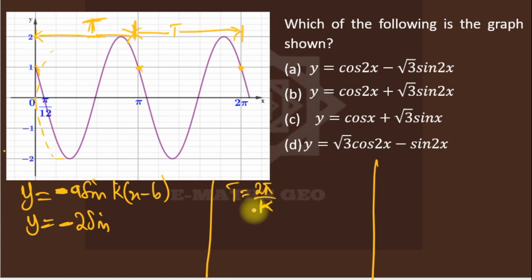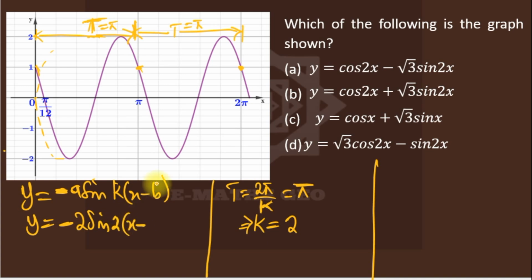And from here, how do you get it? What's the distance from 0 to pi? So this is pi. Yes, period here is pi. Or if I do 2 pi minus pi, pi. So what do you have to say? Our K is 2.